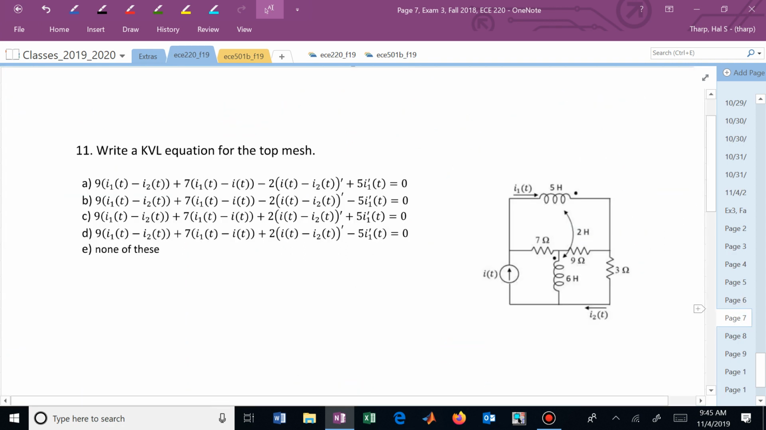Page 7. I'm already on page 9 in my notes.